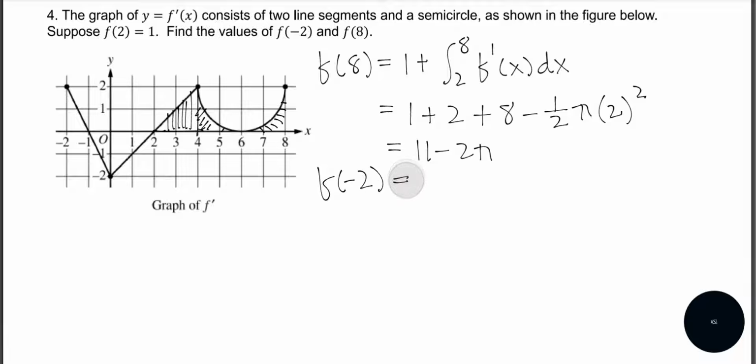f of negative 2 is going to equal 1 plus the integral from 2 back to negative 2 of f prime.